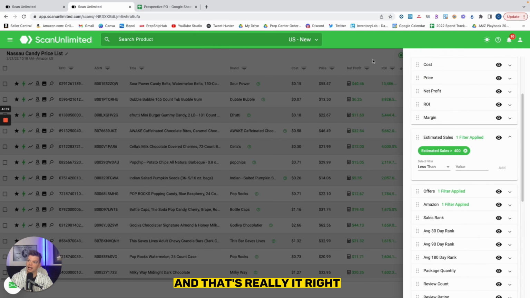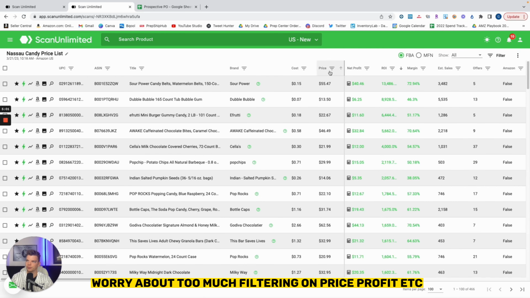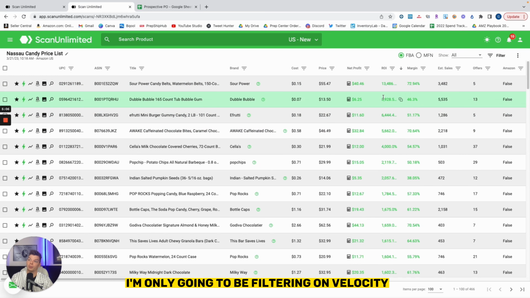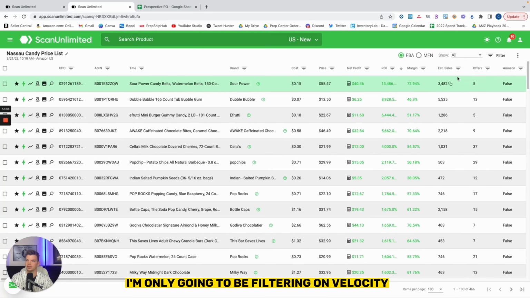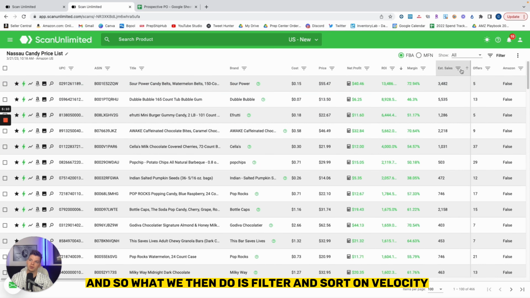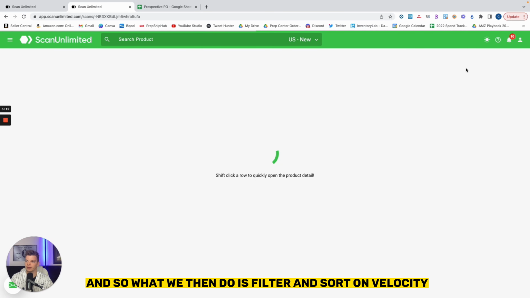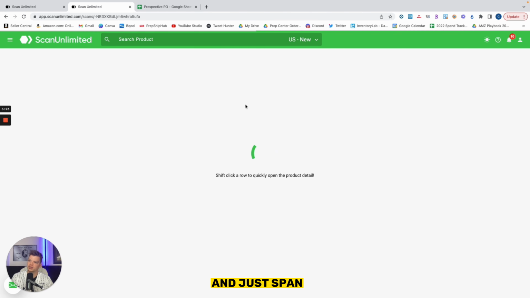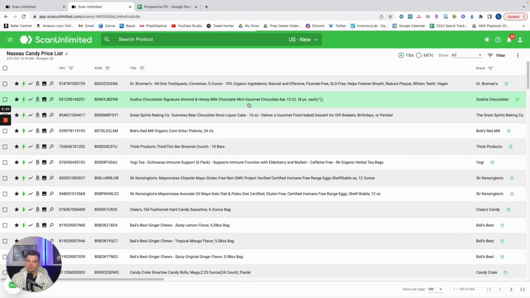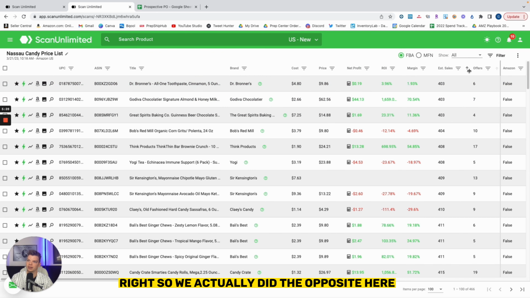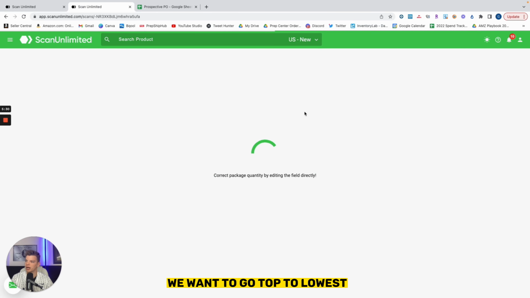So that's the reasoning behind only filtering on estimated sales. And that's really it. I'm not going to worry too much about filtering on price, profit, etc. I'm only going to be filtering on velocity. What we then do is filter and sort on velocity. I would go one by one, or you'll get more efficient at this, and sort from fastest moving to slowest moving and just skim through. We actually did the opposite here. We want to go top to lowest.